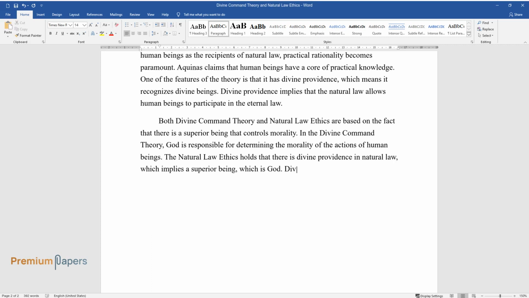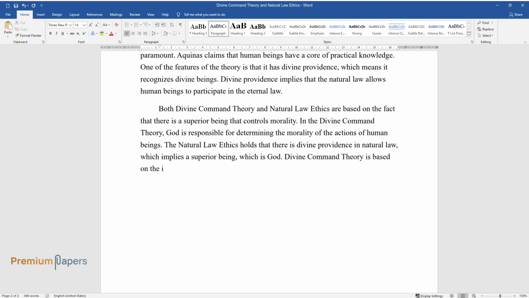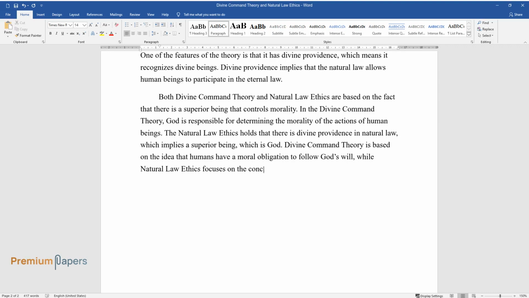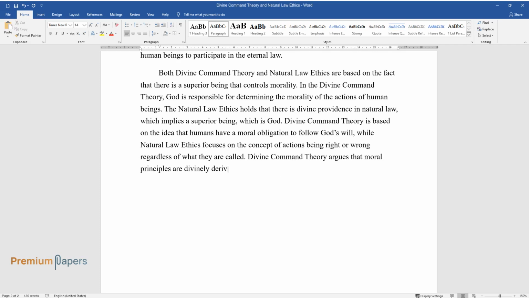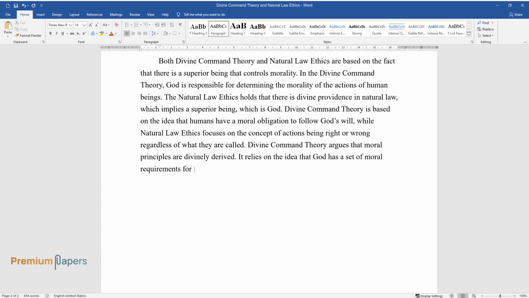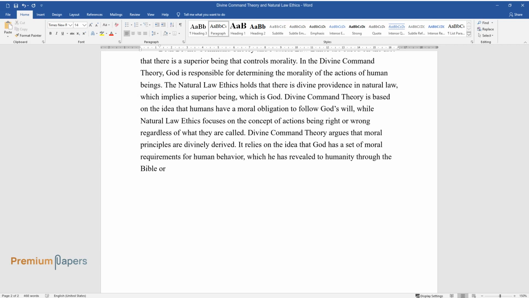The natural law ethics holds that there is divine providence in natural law, which implies a superior being, which is God. Divine command theory is based on the idea that humans have a moral obligation to follow God's will, while natural law ethics focuses on the concept of actions being right or wrong regardless of what they are called. Divine command theory argues that moral principles are divinely derived. It relies on the idea that God has a set of moral requirements for human behavior, which He has revealed to humanity through the Bible or other religious texts.